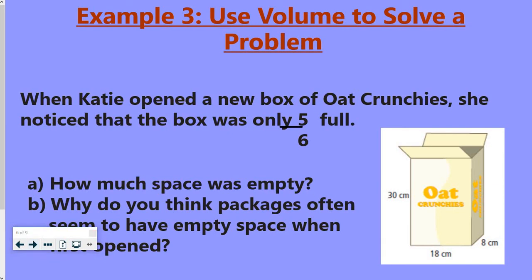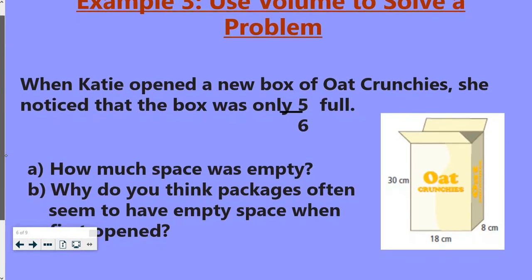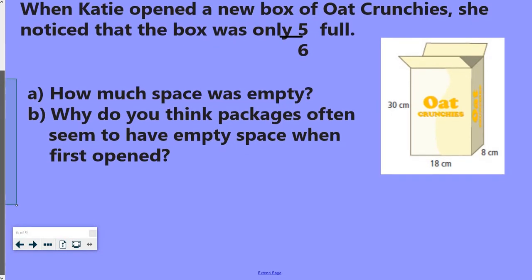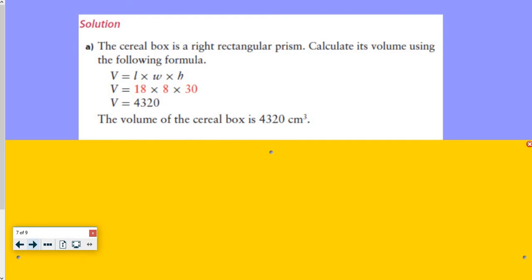So here's a volume word problem to solve. When Katie opened a new box of oat crunches, she noticed that the box was only 5/6 full. So how much space was empty, and why do you think the package often seemed to have empty space when first opened? The cereal box is a right rectangular prism. We can calculate its volume using the following.